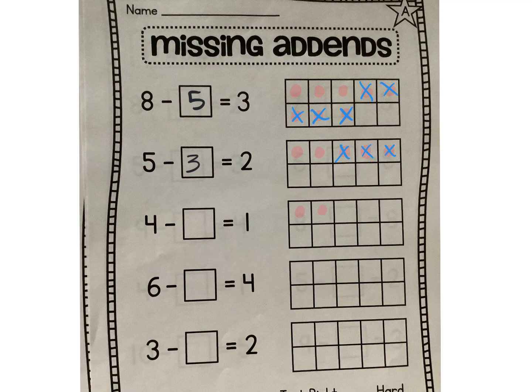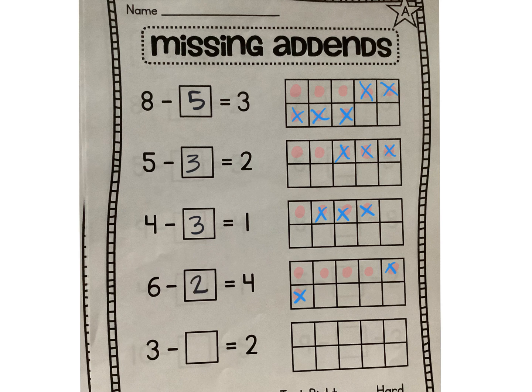So I'm going to put 4 circles. And then I'm going to cross out until I have 1 left. How many did I cross out? 3. Very good. Okay, now I'm going to do 6. And I'm going to cross out until I have 4 left. Oops, too many. How many did I cross out?